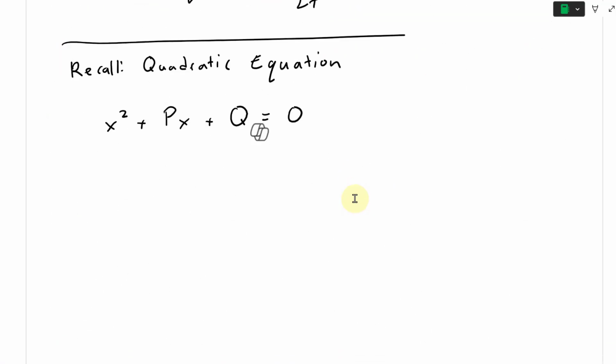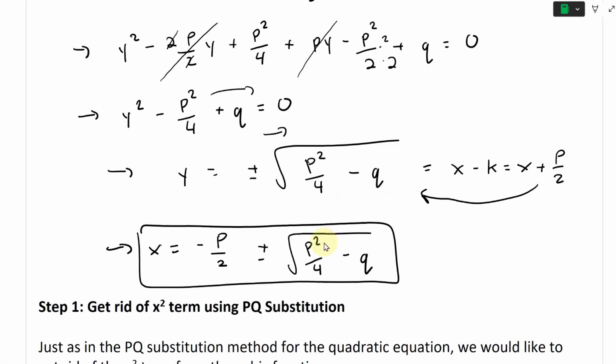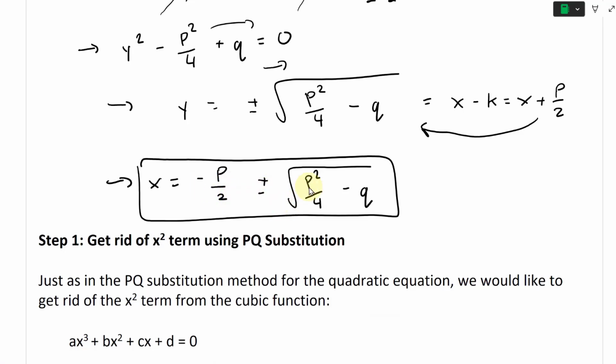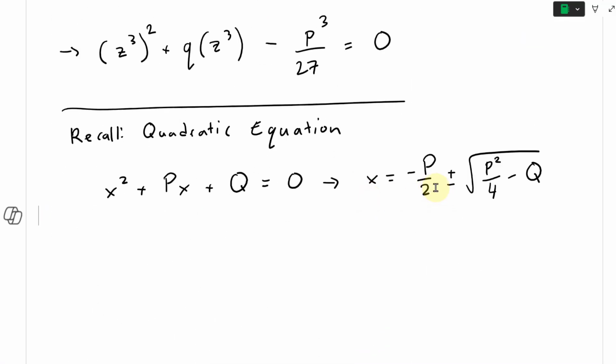All right, so recall this one, and the solution is going to be x equal to negative capital P over 2 plus or minus square root of capital P squared divided by 4, and then minus q. Quickly scroll up, and again, negative p over 2 plus or minus square root of p squared divided by 4 minus q. Just to double check, that's the exact one. And if we look at this right here, this is exactly it.